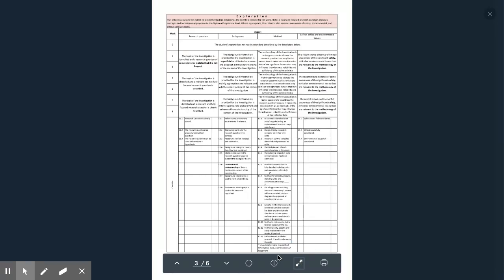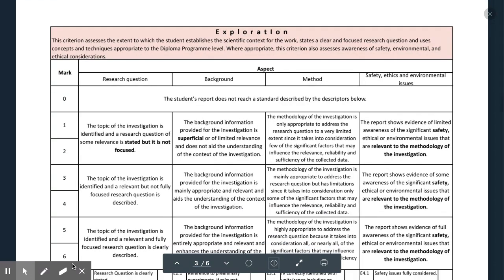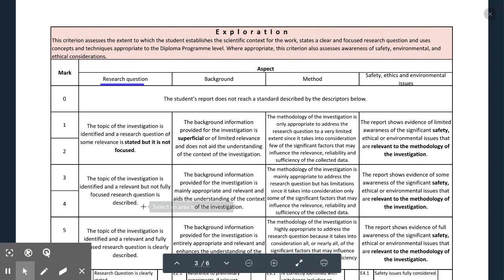So in this video, we're going to stick with exploration, and I want to focus on the research question. Last time we talked about independent and dependent variables, and now we're going to talk about the research question. What is a good research question?